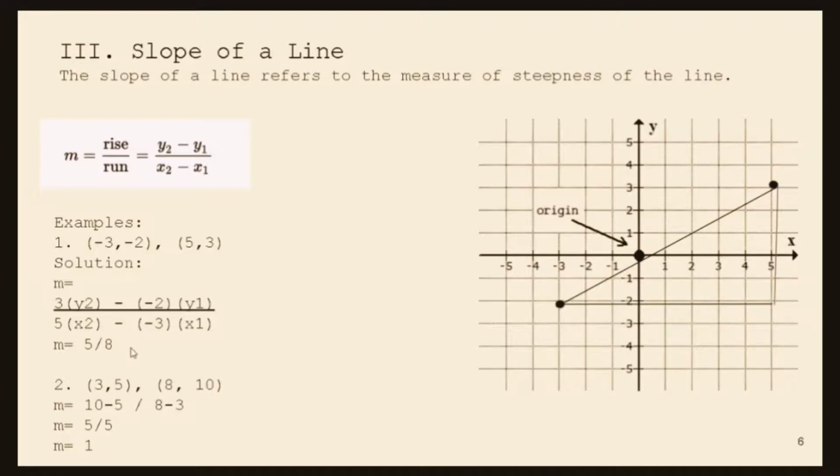So, another example. For the second example, the coordinates are 3 and 5 for the first point, and 8 and 10 for the second point. So, y2 minus y1 is 10 minus 5 over x2 minus x1, 8 minus 3. So, that becomes 10 minus 5 over 8 minus 3. 10 minus 5 is equal to 5, and 8 minus 3 is also equal to 5. So, which will make our slope 5 over 5 or simply 1.